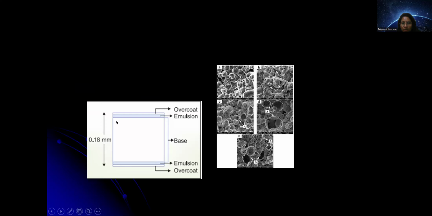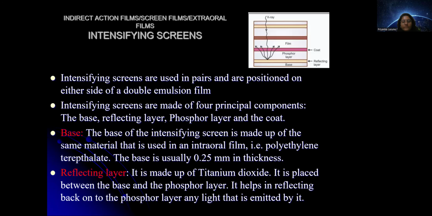This is the composition of intraoral X-ray films, and this is the microscopic structure of the X-ray film, which has different sizes of tubular shaped silver halide crystals. If the size of the crystal increases, the speed increases, or the time required for the interaction is decreased. But it has less clarity or contrast of the image.